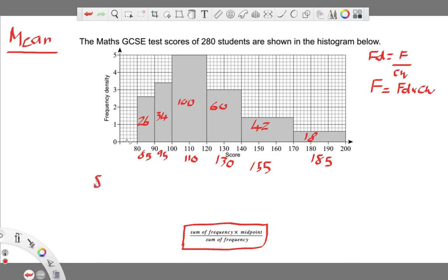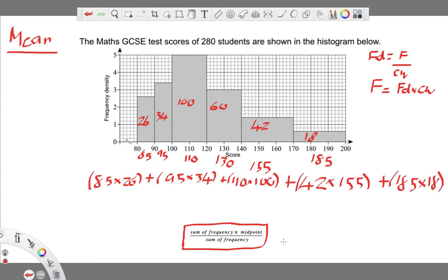So we do 85 times 26 plus 95 times 34. I'm filling those out, I just didn't want to waste too much time on it. So that's what the top of that should look like.